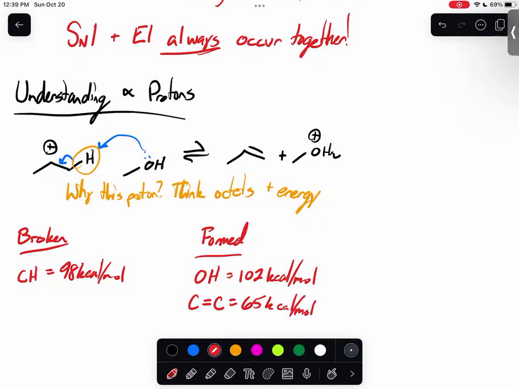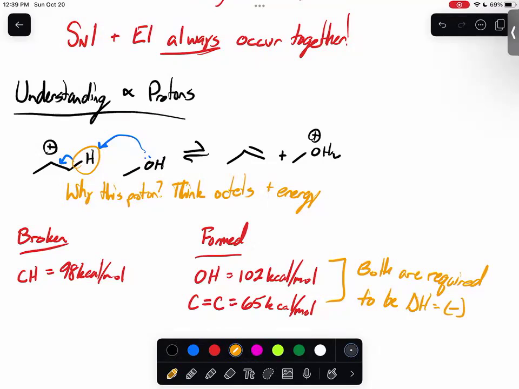Both of these are required to be favorable by delta H. All right. So we have to form an alkene.